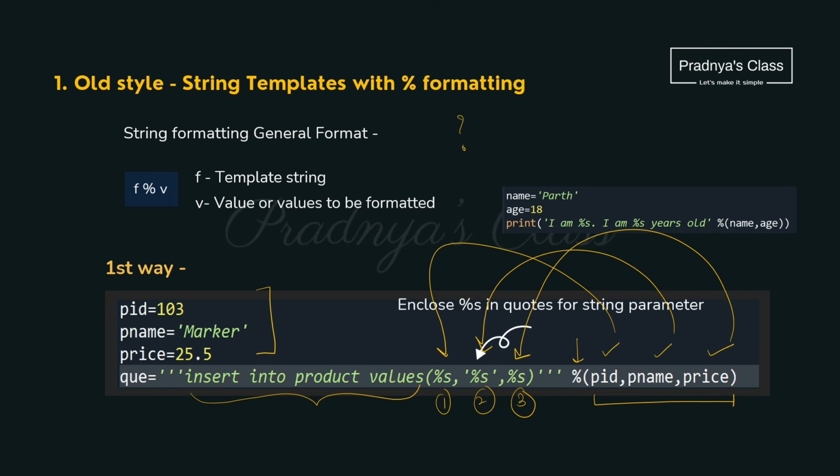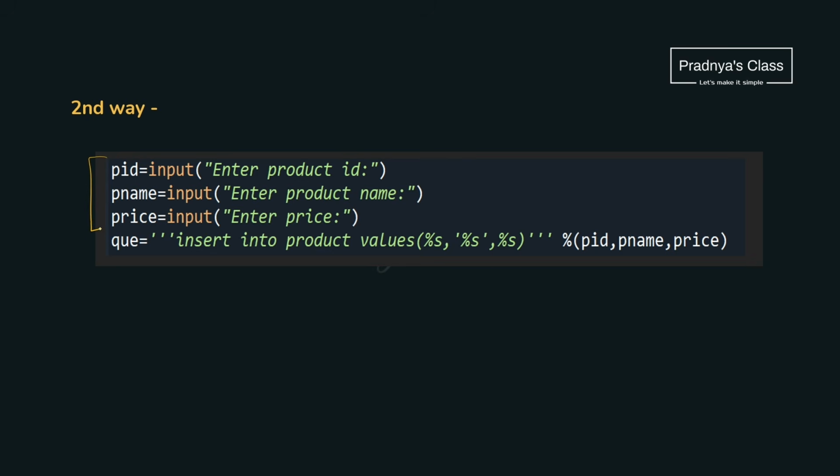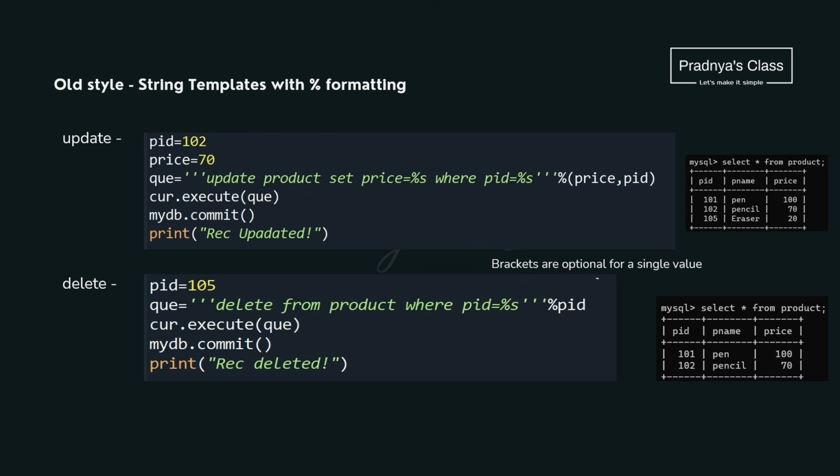Why are we doing all this? Because we need to insert many records. So we will be taking the input and providing the variable names within the loop. Then we can insert many records into the table. So this is how it will look. You are taking the input and passing the variable names. With that concept, you can write any query. Here is the update query and here is the delete query. If there is only one value, you can skip these brackets.